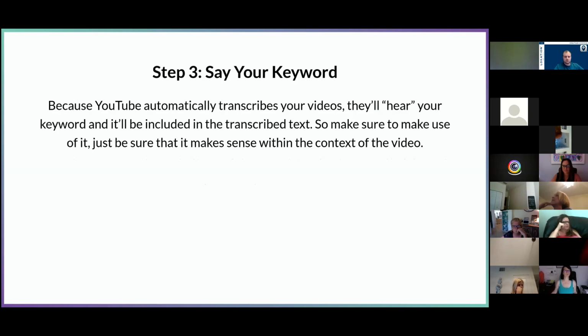And then step 3, this one might seem weird, but you want to say your keyword, right? As freaky as a lot of this technology is getting today, YouTube actually can understand what you're saying in the video. It can transcribe automatically, if you ask it to, what you said in the video. It can essentially hear what you're saying. So when you say your keyword throughout the video, or other variations of those keywords after you do your keyword research, it's going to help you be found for those keywords. Again, just like I said before, make sure it makes sense within the context of the video.